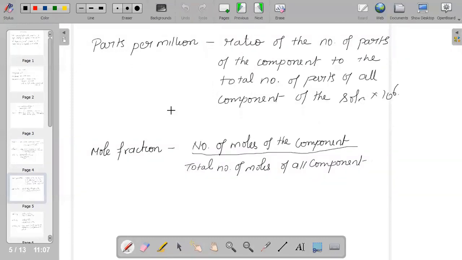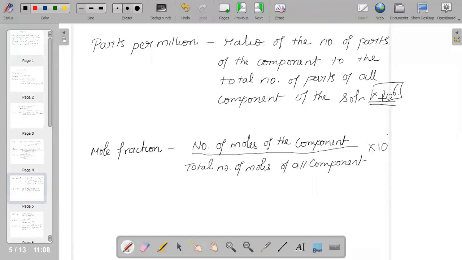And next is parts per million, which in short we always write as ppm. Parts per million is defined as the ratio of the number of parts of the component to the total number of parts of all components of the solution, multiplied by 10 to the power of 6.